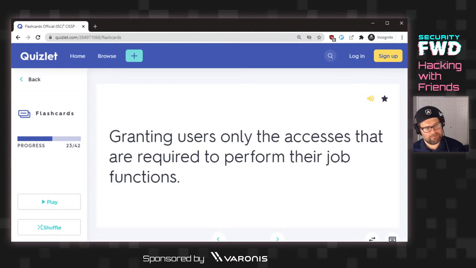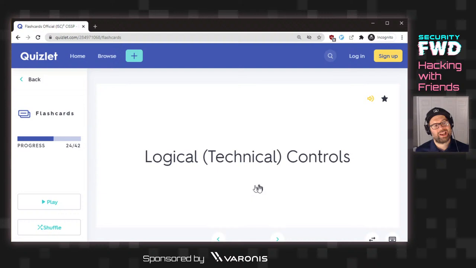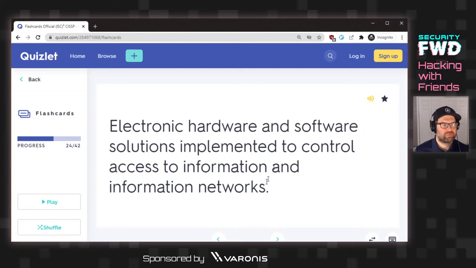Okay, electronic hardware and software solutions implemented to control access to information and information networks. Software solution to control access. Controls? I don't know. This is where you can think about all sorts of things, software and firewalls and hardware devices, but controls. Logical technical controls. Electronic hardware and software solutions. It always frustrates me when they kind of use the name in the question and the answer. Okay, logical technical controls. All right, next.